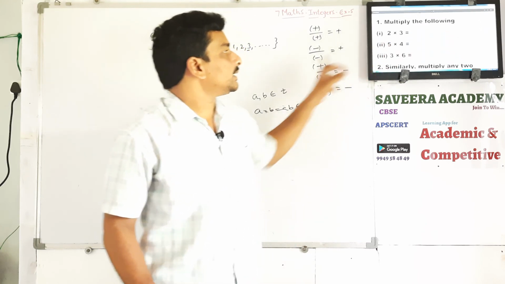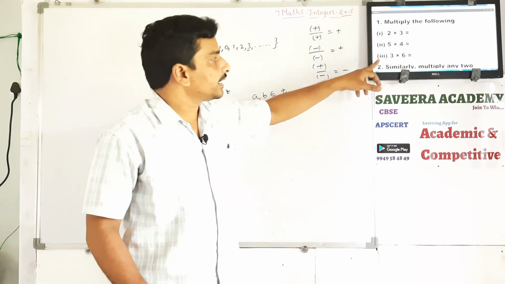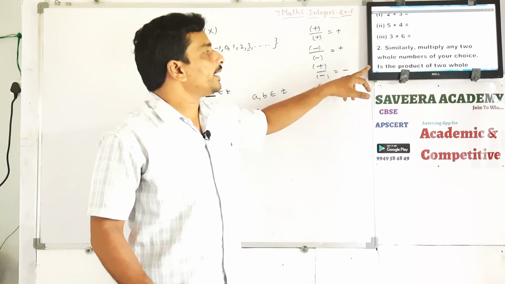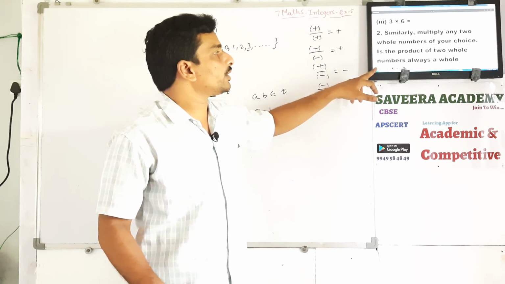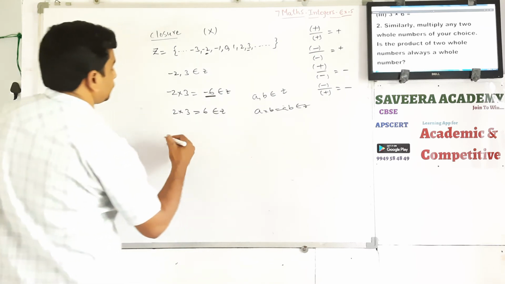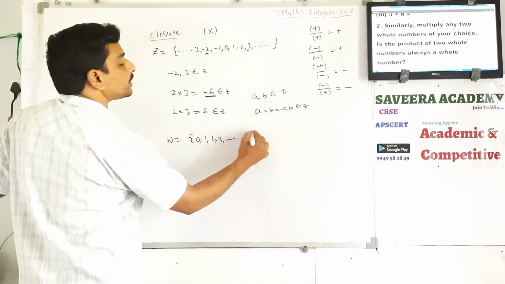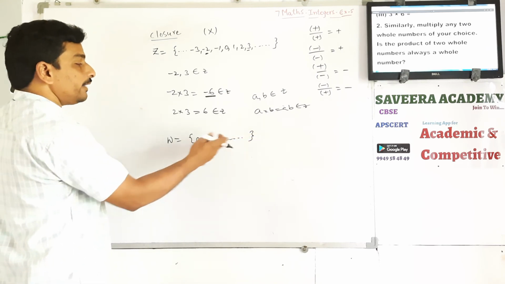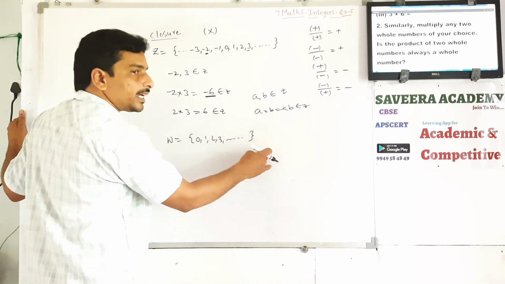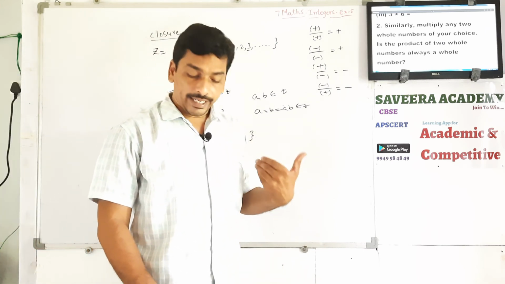Next, multiply the following. 2 into 3, 6 is an integer. 5 into 4, 5 fours are 20, 20 is also an integer. 3 into 6, 3 sixes are 18, that is also an integer. Similarly, multiply any two whole numbers of your choice. Is the product of two whole numbers always a whole number? Yes. The whole number set W is the set of 0, 1, 2, 3, and so on. If you take any two whole numbers, suppose 2 into 3, 6, that is a whole number. Suppose 5 into 6, 30 is also a whole number. So the multiplication of two whole numbers is again a whole number.